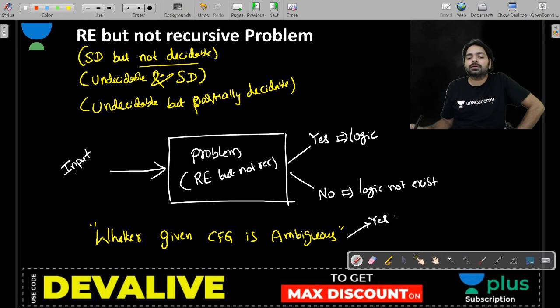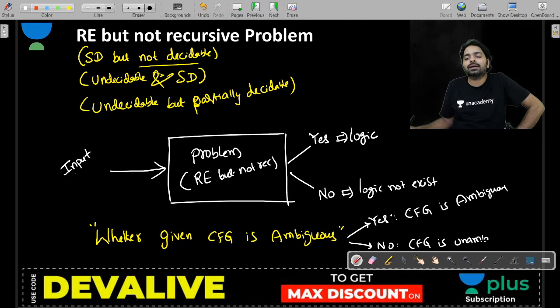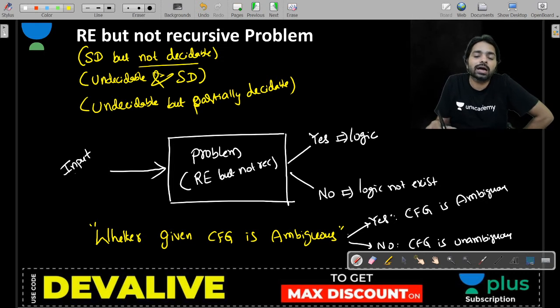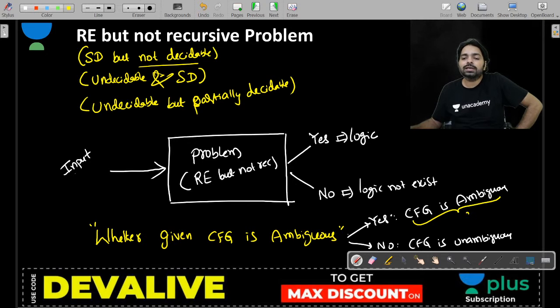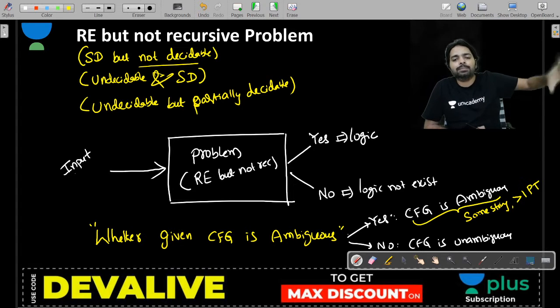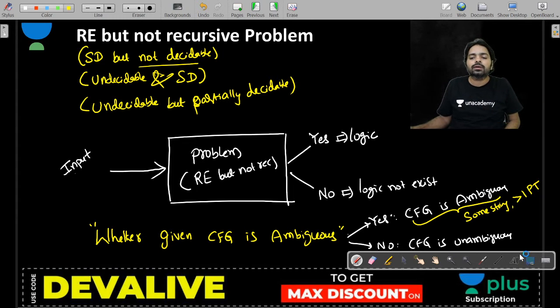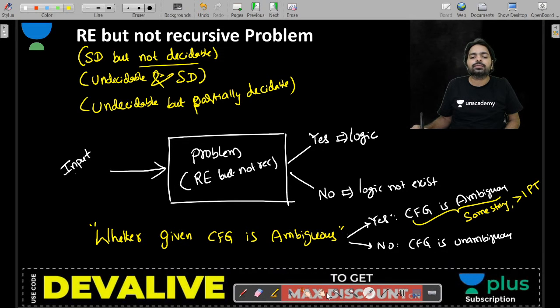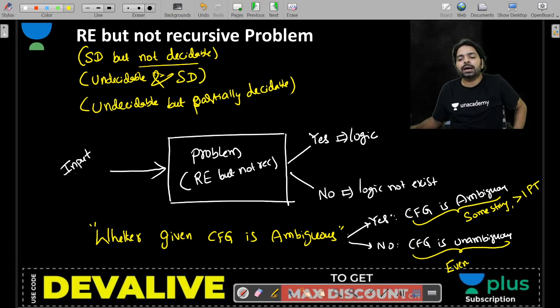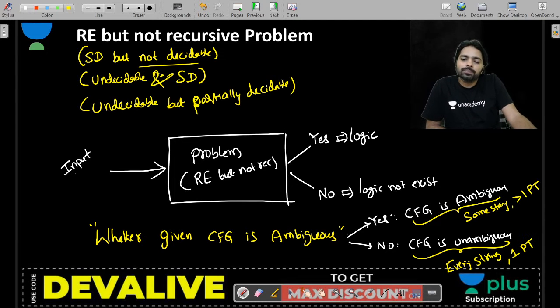Which one has the logic? If you are saying yes, it means the CFG is ambiguous. If the CFG is ambiguous, you will have a confidence and you will have a proof: definitely some string has more than one parse tree, so that we can stop the algorithm. We can say the grammar is ambiguous. But can you say the CFG is unambiguous? You can't, because every string generated by that grammar should have exactly one parse tree, right? You will never stop worrying about the strings, so your algorithm, your logic, never stops.